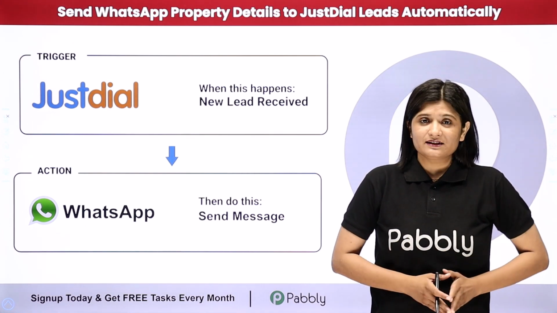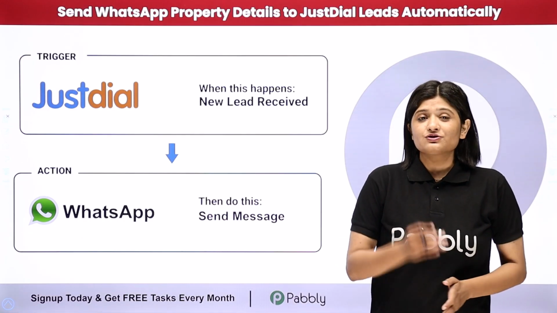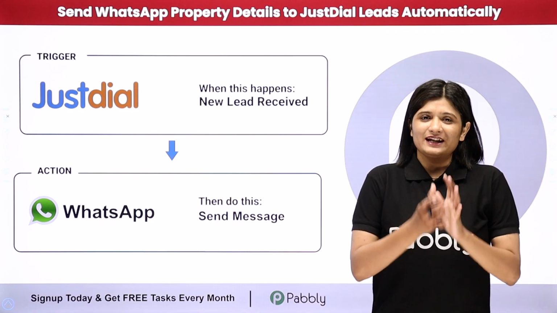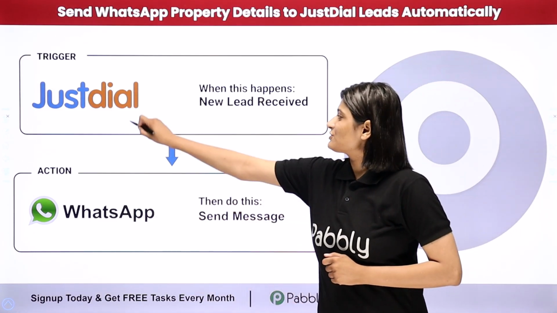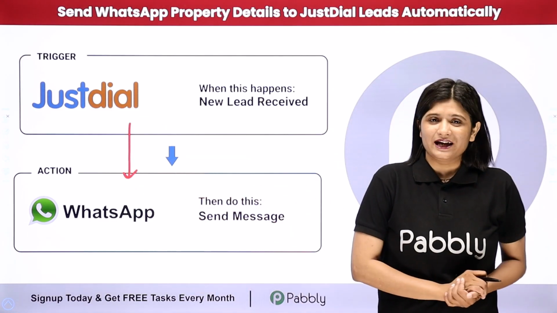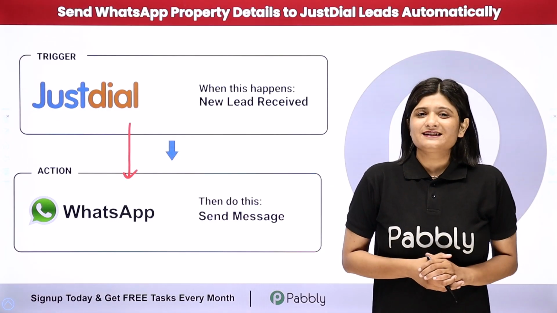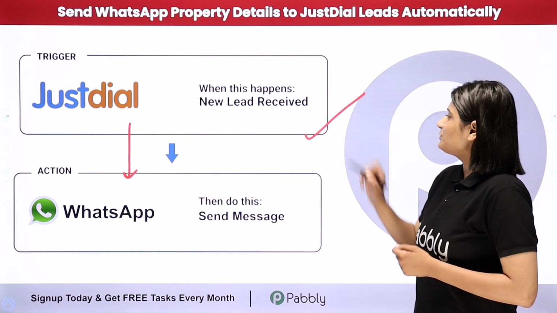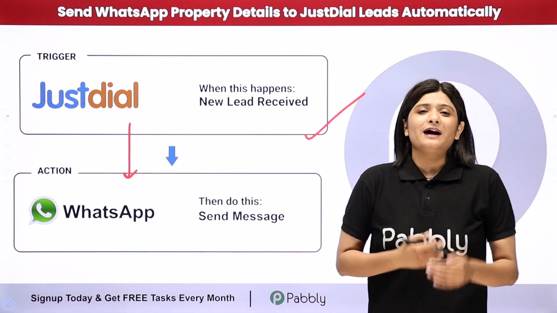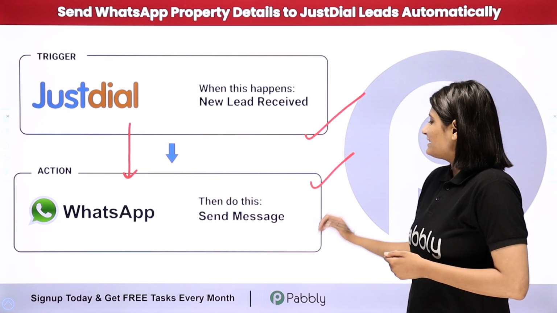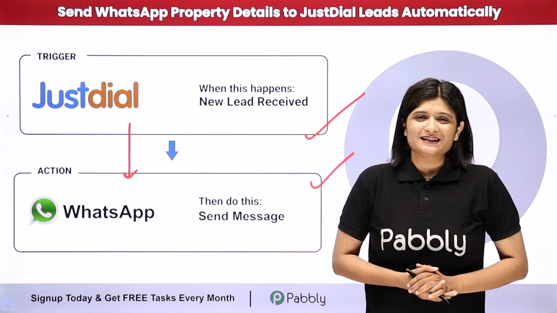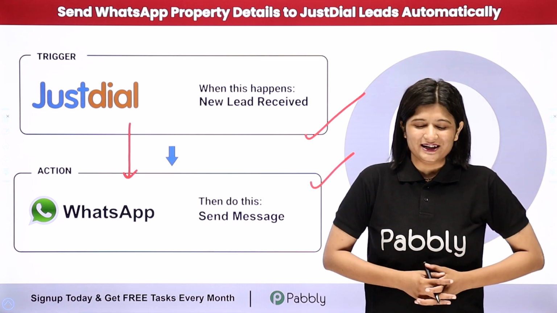So Pabbly Connect is an amazing automation and integration software which requires no coding or programming skills. Here I just need to build connection between this JustDial and WhatsApp Cloud API. With the help of Pabbly Connect, I am going to build this connection in such a manner that whenever I am going to receive a new lead from JustDial, automatically I am going to send the property details with the help of WhatsApp Cloud API. Now, if you want to learn the step-by-step process, then let me take you all to my screen.